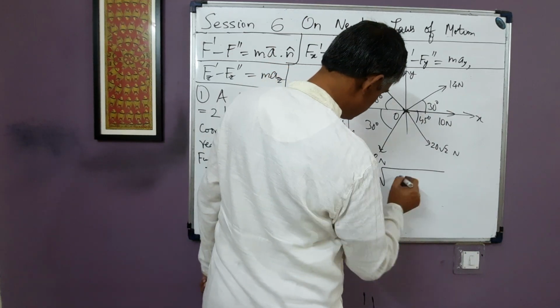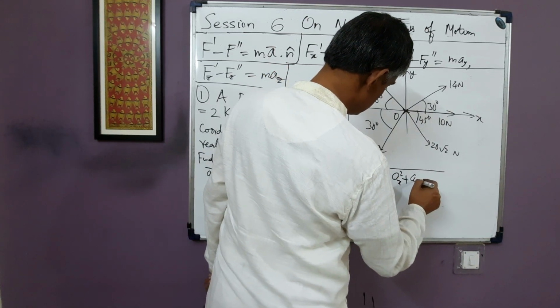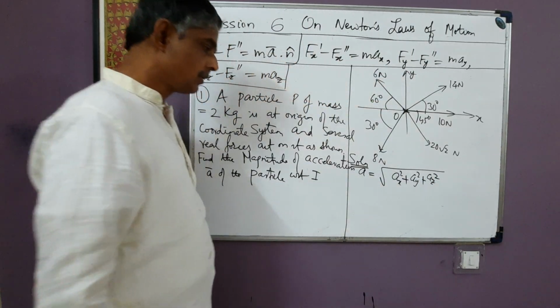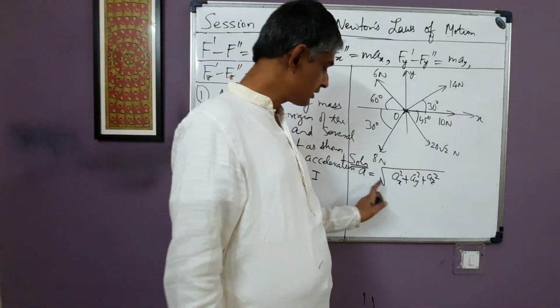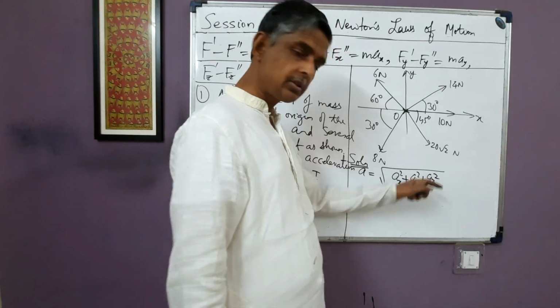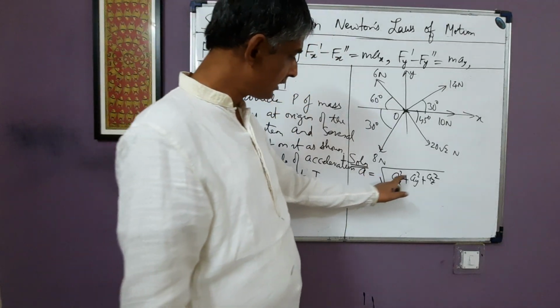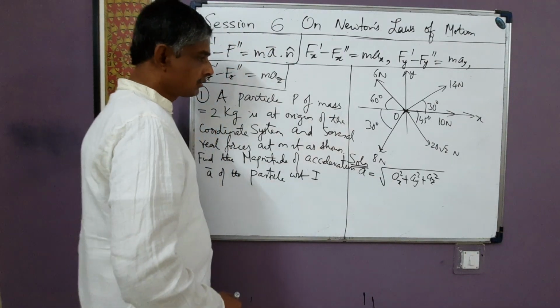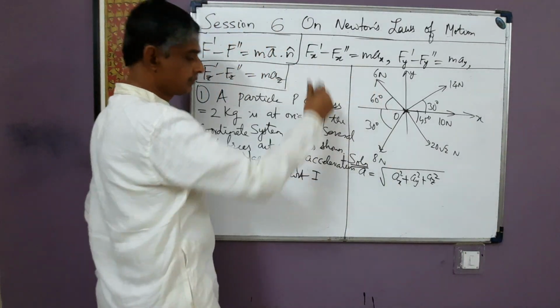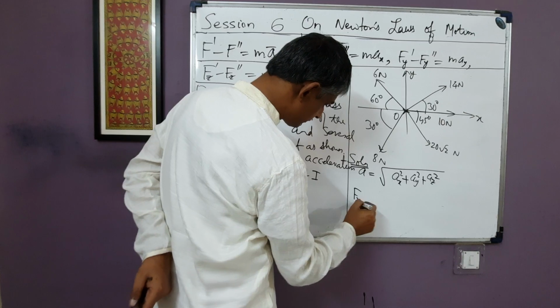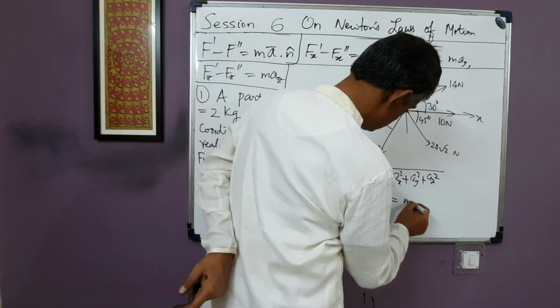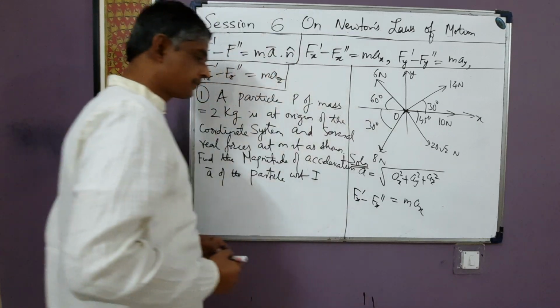A will be equal to root under ax square plus ay square plus az square. A is the magnitude of acceleration, that is from the theory of vectors, it is this much. So to find A, we must know ax, ay and az. First we determine ax. To determine ax, we apply this equation: Fx' minus Fx'' equals mass times ax.